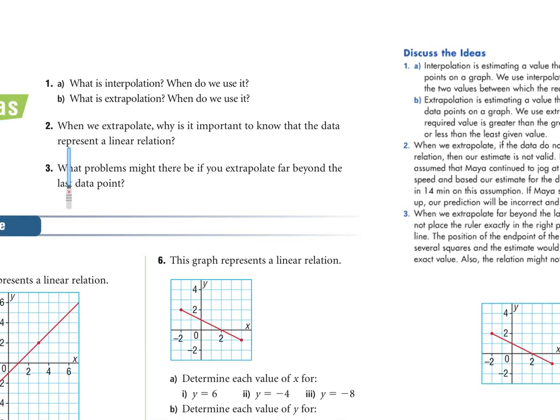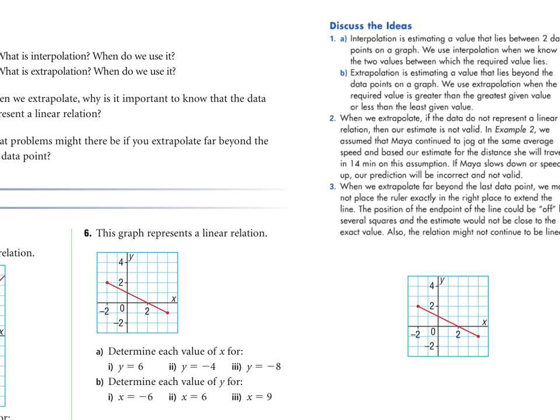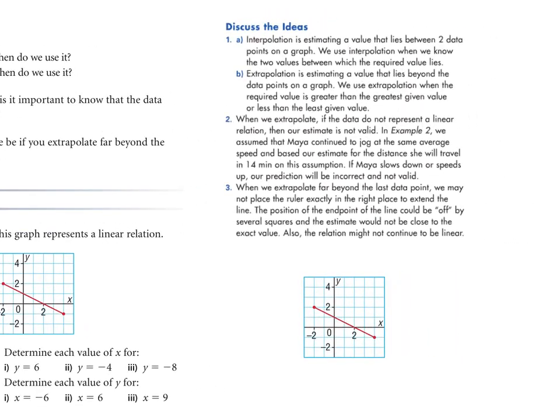Question 2. When we extrapolate, why is it important to know that the data represents a linear relation? Well, as I just said, extrapolation means that we are making a prediction, which means that we need to use the data that we have right now to make a prediction about the future. So, when we extrapolate, if the data do not represent a linear relation, then our estimate is not valid.